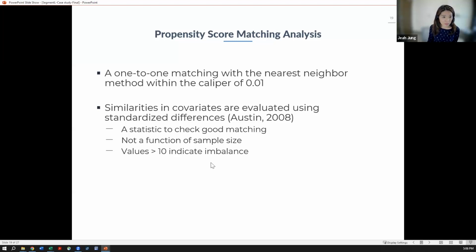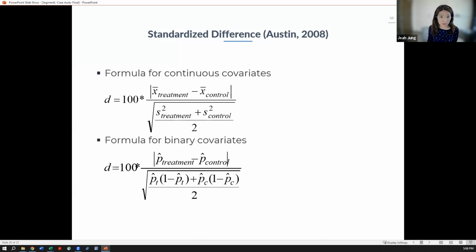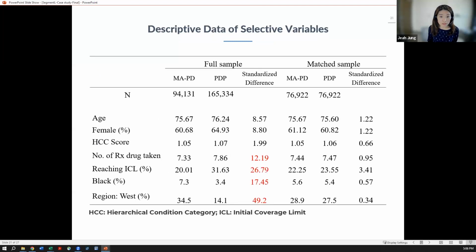And then we checked the similarities of covariates using standardized differences. This measure is very similar to the t-statistic, but it's not a function of sample size. And usually if it's greater than 10, that indicates imbalance. It's not balanced. So this is the formula for standardized differences.